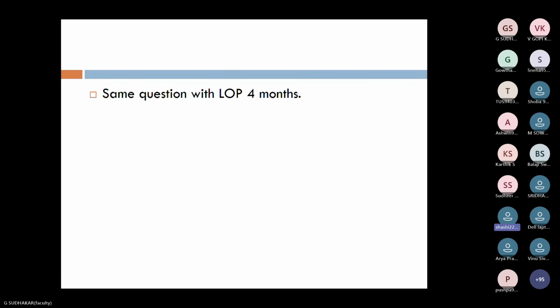Sir, what do you mean by reduction in time scale? Which one? Time scale reduction. Reduction to a lower time scale. Okay. Have you seen our basic pay structure? Yes, sir. So in that, I will take that up in my book.